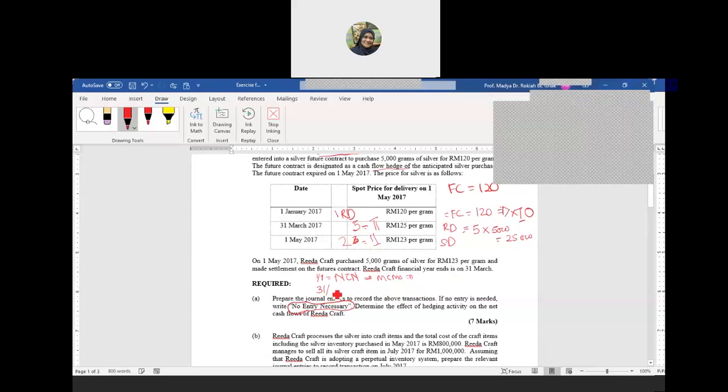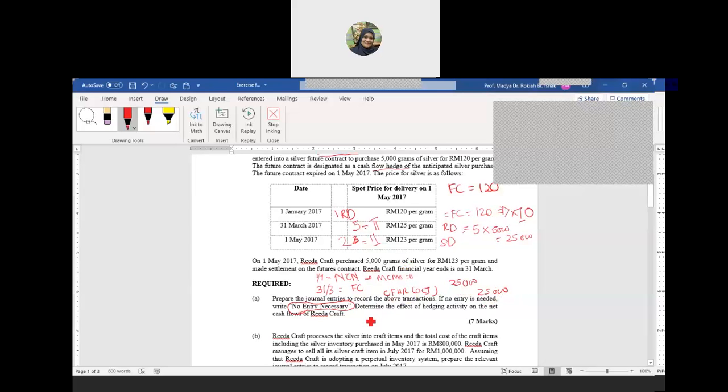On 31st March, since there is an increase in the price, your future contract here is going to have a gain. So you're going to debit your future contract, and then credit your cash flow hedge reserve, OCI, at the amount of 25,000. Any questions that you have for that one?